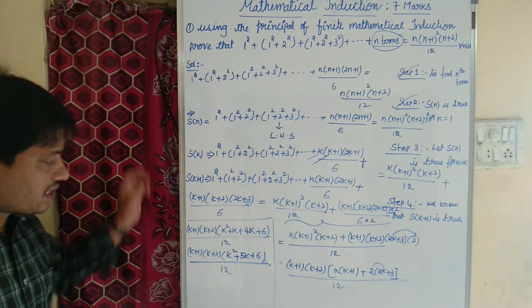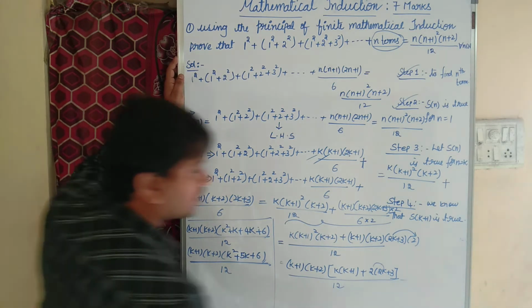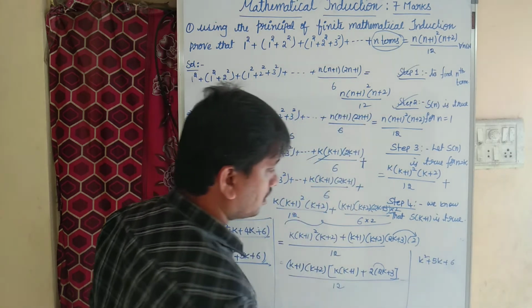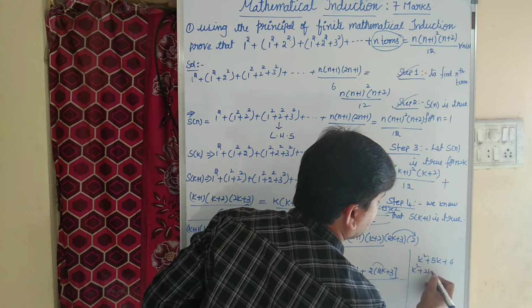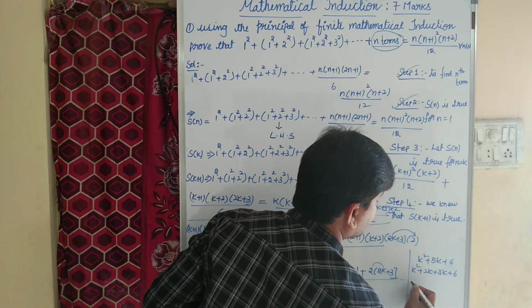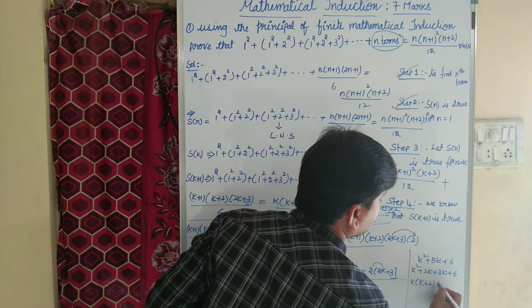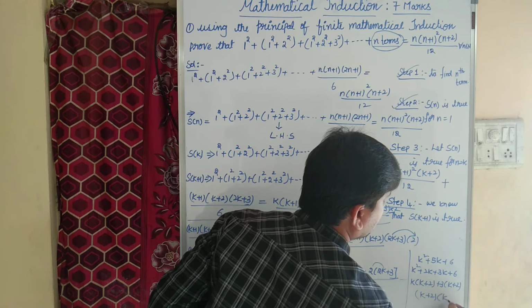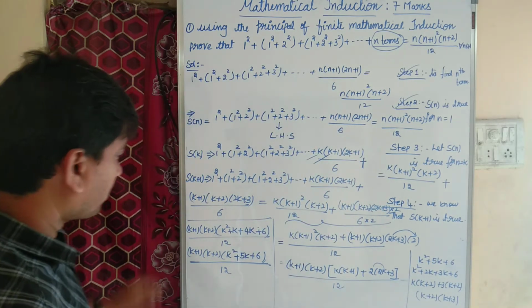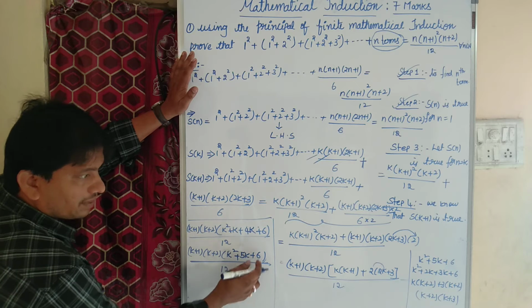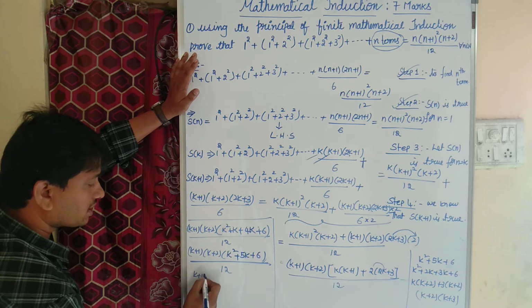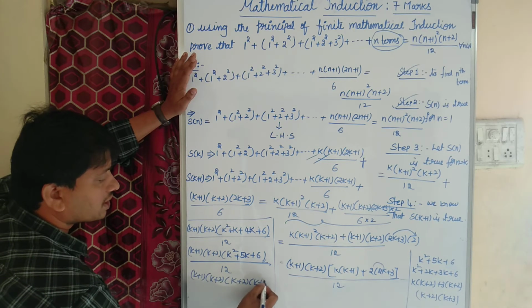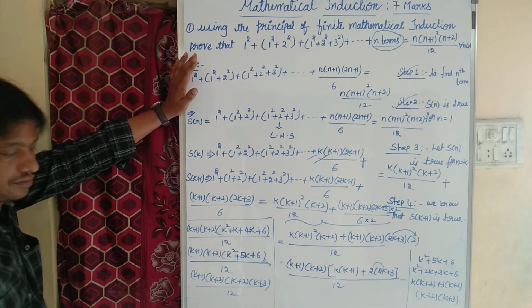Now what are the factors of k square plus 5k plus 6? If we factorize k square plus 5k plus 6, we can write 5k as 2k plus 3k, so k square plus 2k plus 3k plus 6. If you take k common, k plus 2. If you take 3 common, k plus 2. Again, taking k plus 2 as common, k plus 3. So the factors of k square plus 5k plus 6 are k plus 2 into k plus 3, and the expression is k plus 1 into k plus 2 into k plus 3, divided by 12.